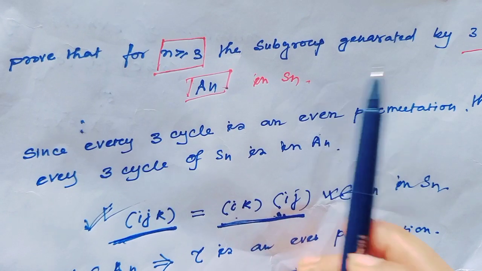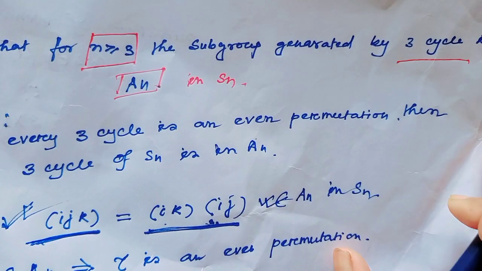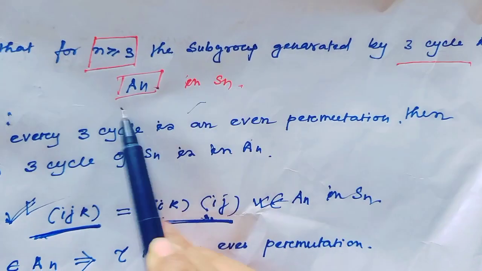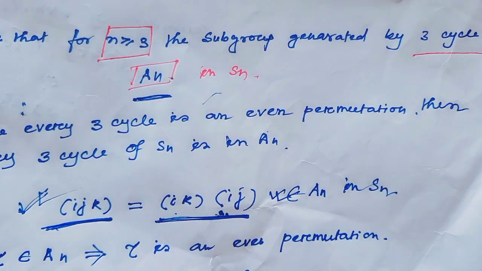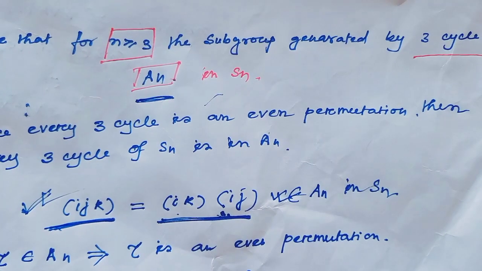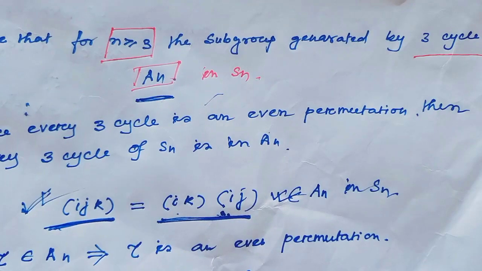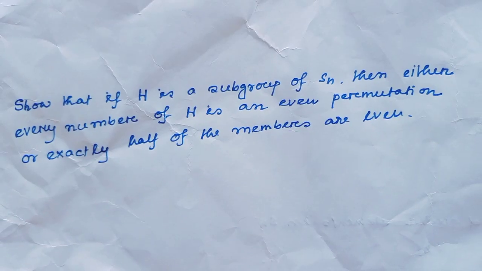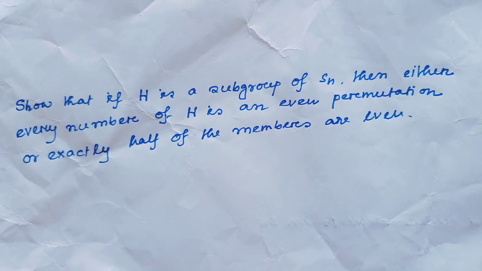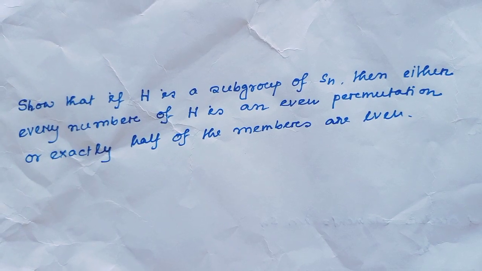Any subgroup generated by 3-cycles in S_n is actually A_n. I hope all my viewers have understood the geometry. Okay? Now I will see another exercise of the S_n group.